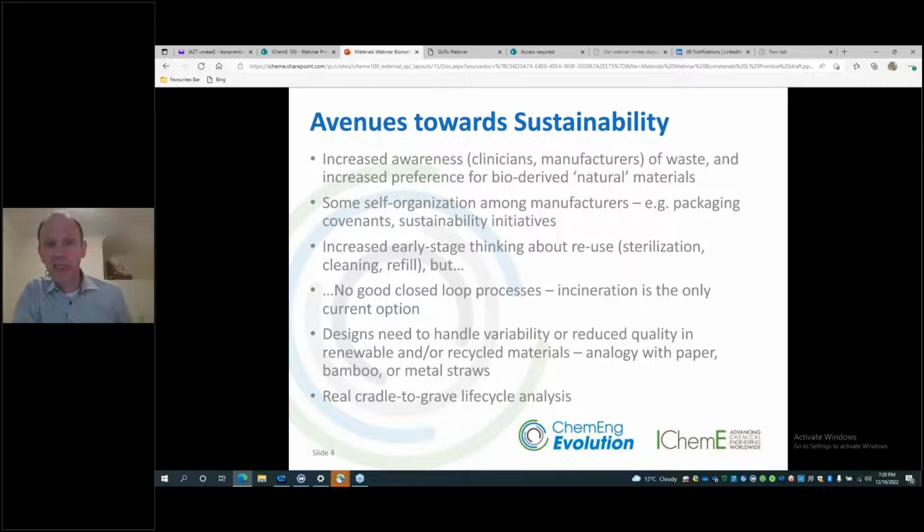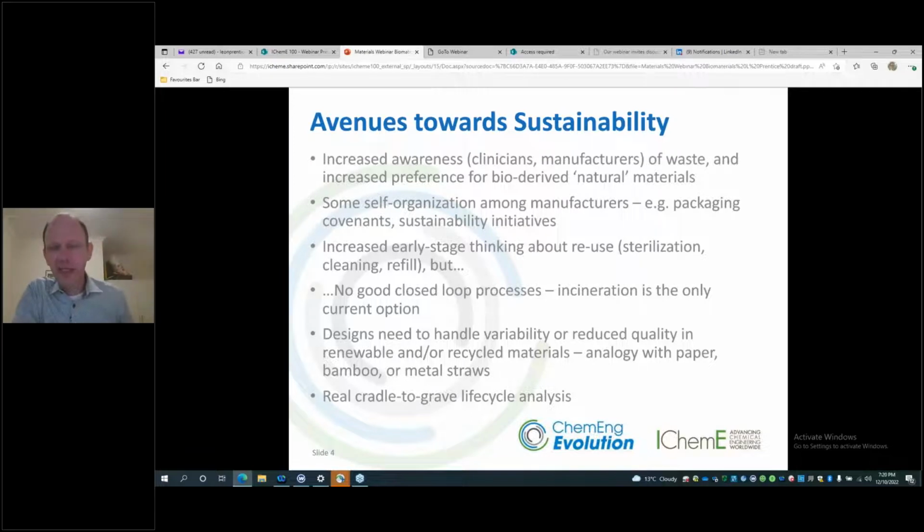There is some self-organization among manufacturers. There are things like packaging covenants and sustainability initiatives. I'm involved in particular with the dental industry, and there is a global movement for sustainability on this. There's been a publication about that just this July that lists people from our organization among the panelists. We're looking at how we do that at a global scale.